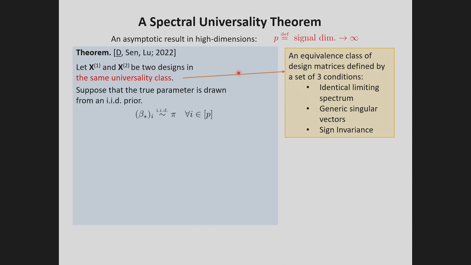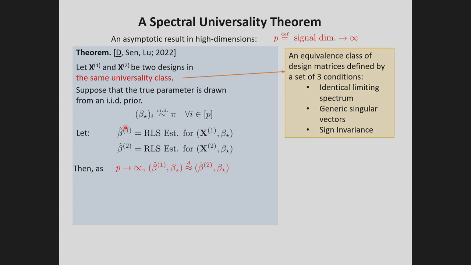And if you assume that your unknown parameter beta star is drawn IID from a prior pi, so this would exclude bad priors, bad signals which are correlated with your design. And suppose you computed the regularized least square estimator on the first design and the second design. So beta hat 1 is the estimator you compute on design 1, and beta hat 2 is the estimator you compute on design 2. What the result claims is that in high dimensions, the joint distribution of the estimator on design 1 and beta star is the same as the joint distribution of the estimator on design 2 and beta star. So beta star is the unknown signal that we were trying to estimate.